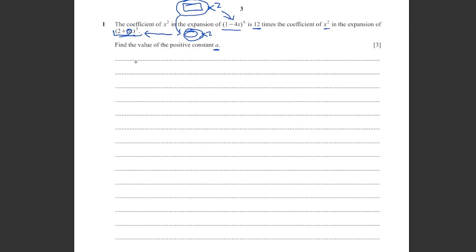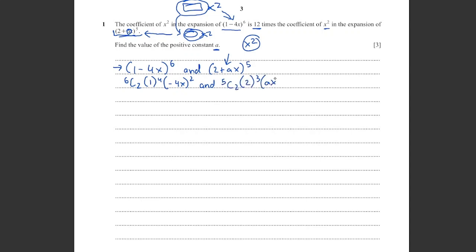First of all, I'm going to have my two brackets: (1 minus 4x) raised to the power 6, and my other bracket, (2 plus ax) raised to the power 5, and I'm going to expand them both to get x squared. So how do I do that? First, I'll do it for this one. I put in 6 choose 2, then 1 raised to the power 4, and (minus 4x) raised to the power 2. Then I expand this one: 5 choose 2, 2 raised to the power 3, (ax) raised to the power 2.